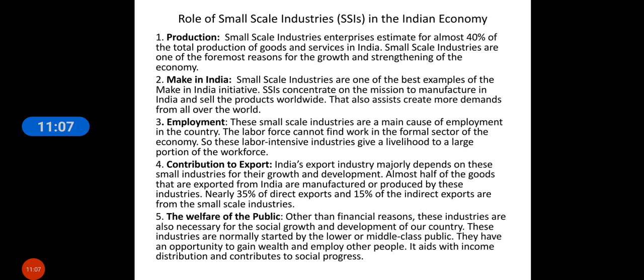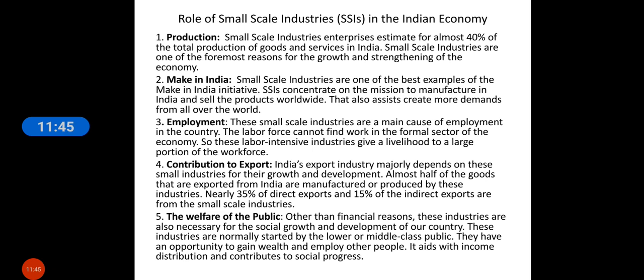Basically, small scale industry plays a very vital role in the development of Indian economy. And also, it plays a very important role in this COVID era because this is the industry which saved many employments. Under this, the main role they are playing is production. Small scale industry accounts for almost 40% of the total production of goods and services in India. Small scale industries are one of the foremost reasons for the growth and strengthening of our economy.